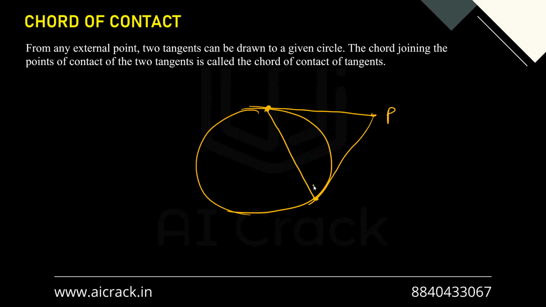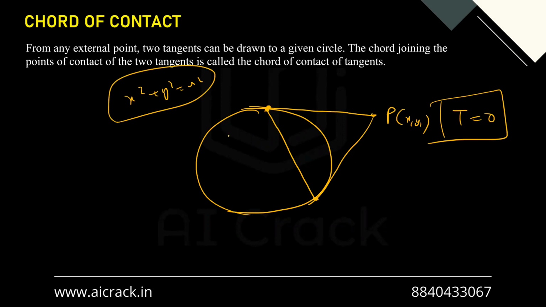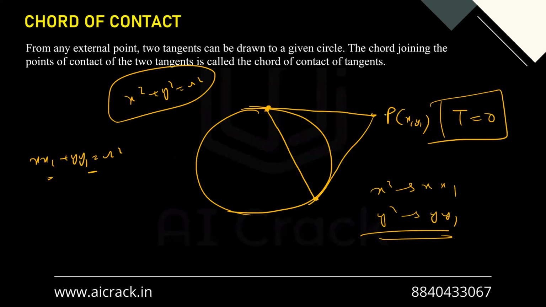That chord is called chord of contact. Okay. Now again, we are going to use the notation T equals to 0 over here. We use the same notation for tangent, but the difference over here is we are using x1, y1 as this point. So let's say this circle is x square plus y square equals to r square, this standard circle. In this case, we are going to do the transformations. x square is replaced by x x1, y square is replaced by y y1, right? We don't have any x and y terms, so we'll do these two transformations in this particular equation and we'll be getting x x1 plus y y1 equals to r square. Now this x1 and y1 over here is this external point.